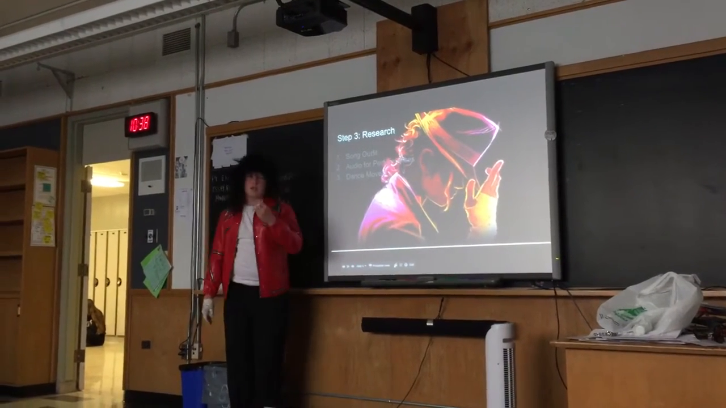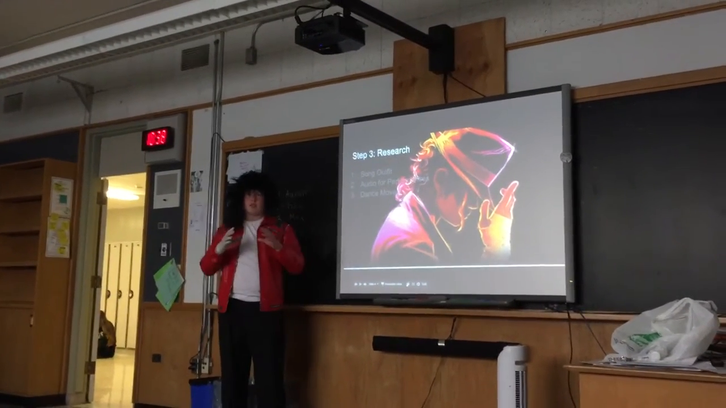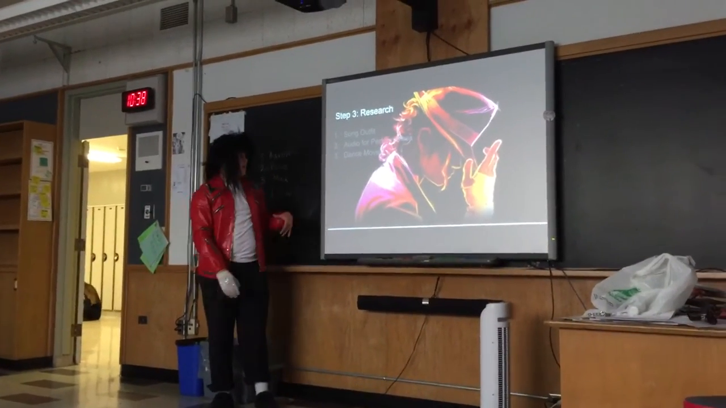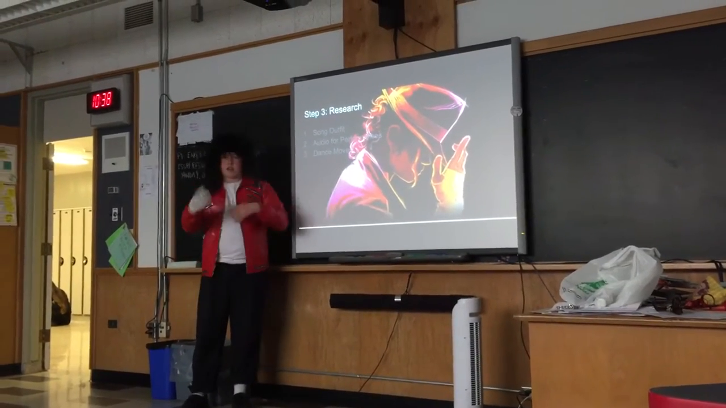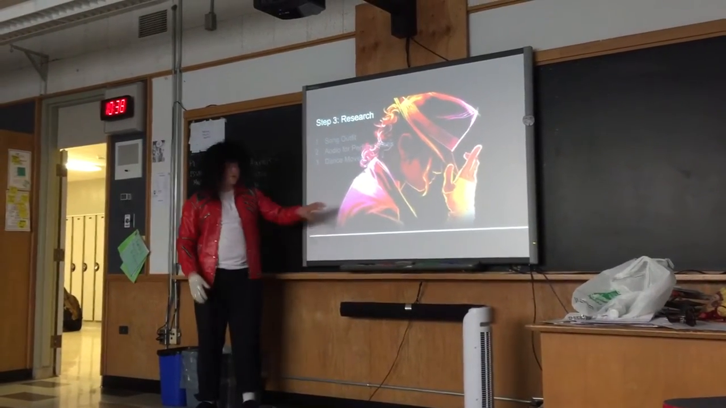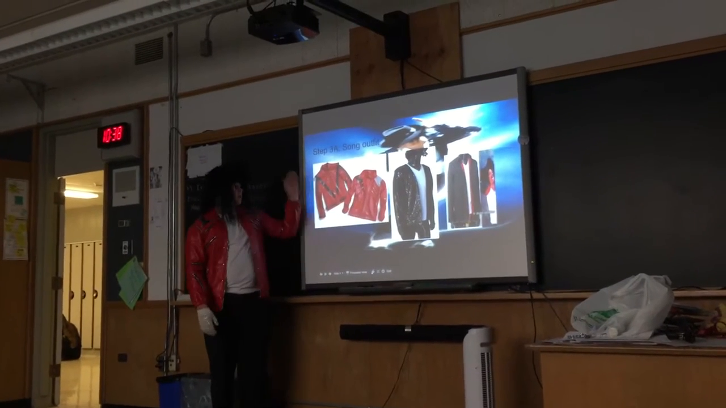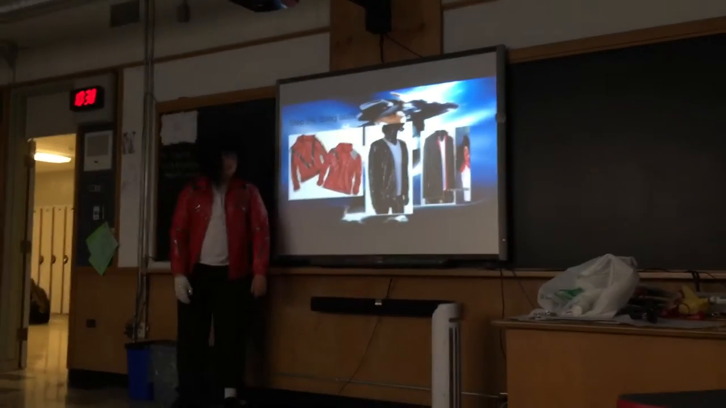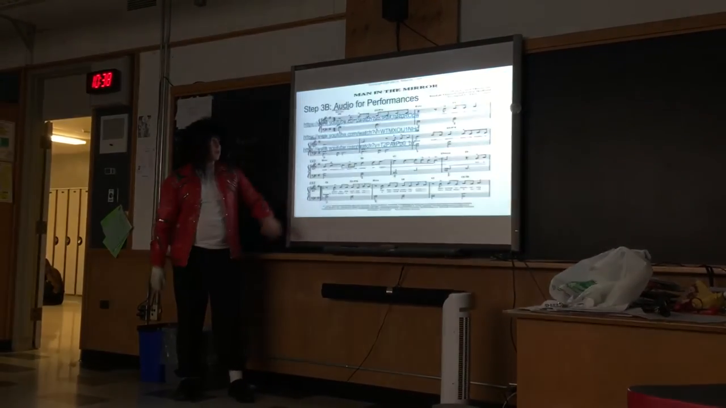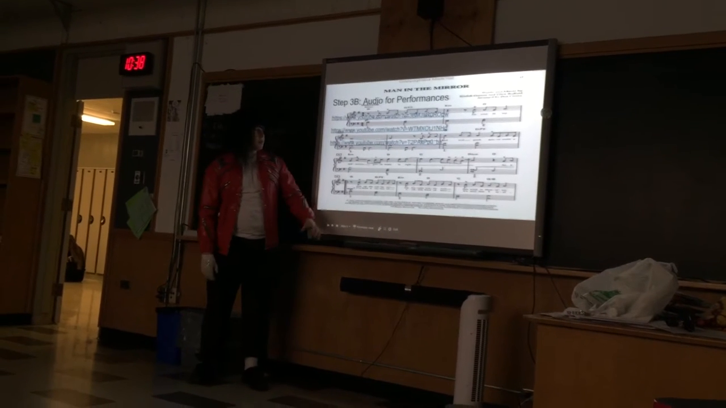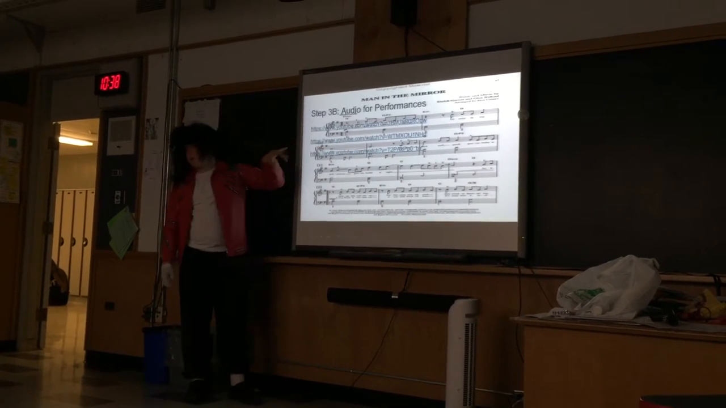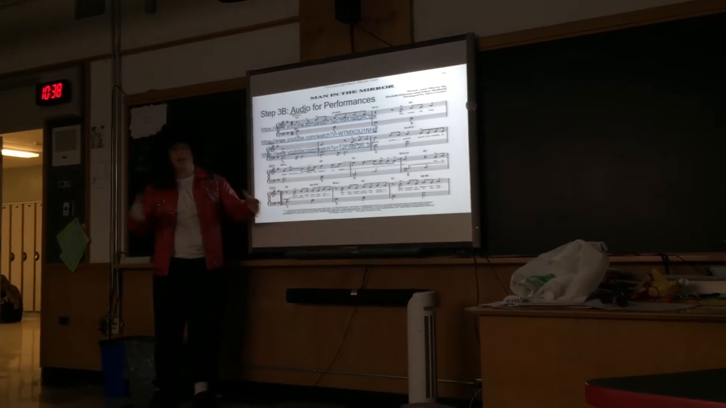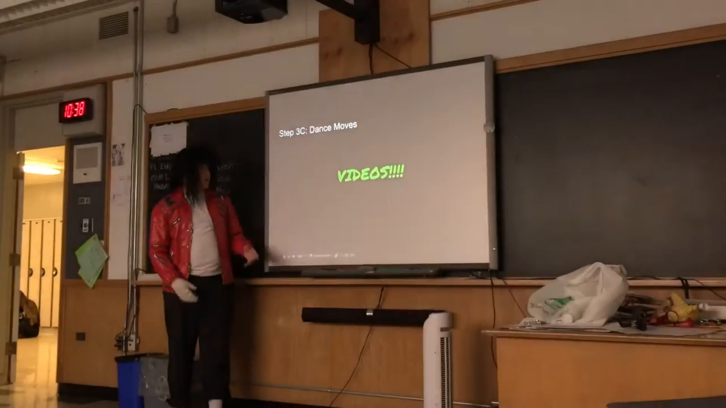And then step three is research. For me, it didn't take a while to do research, because I've been doing research for most of the year before the past genre came up. But first, after you pick your song, I'm doing Beat It, you gotta pick your outfit: the Thriller jacket, the Beat It jacket, the Billie Jean outfit, or the Earth Song jacket, so you look generally like how he would perform it. Then you gotta pick the audio for the performance. I probably don't have enough time, but these are different versions of one song for you to pick from, depending on length and what type of time you have.